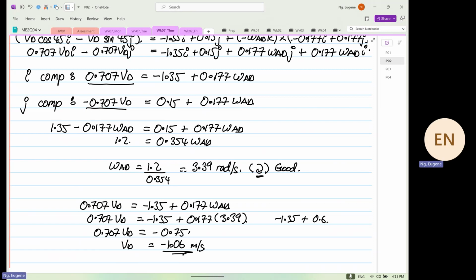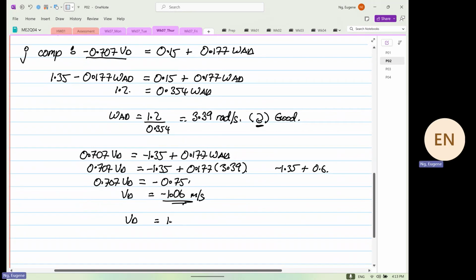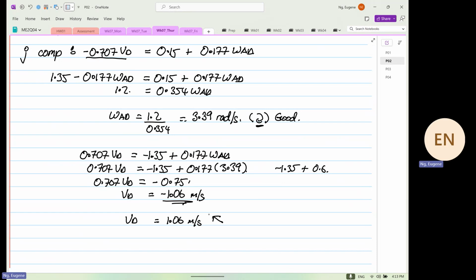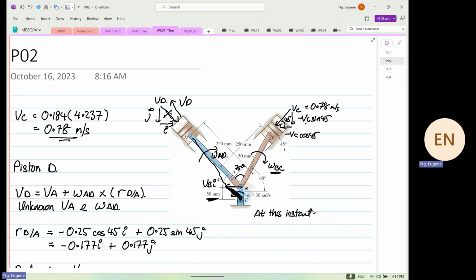Yeah, so this is where you know that Vd is 1.06 meters per second, and it should be in the other direction. So that's where you come here and you realize that this is your Vd and this is wrong. Are we clear? So in reality, in a V engine, if this piston is coming down, the opposite one has to be going up. Are we clear?